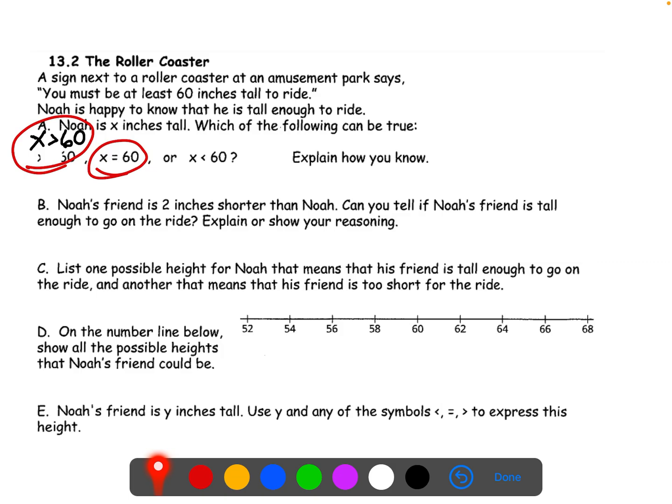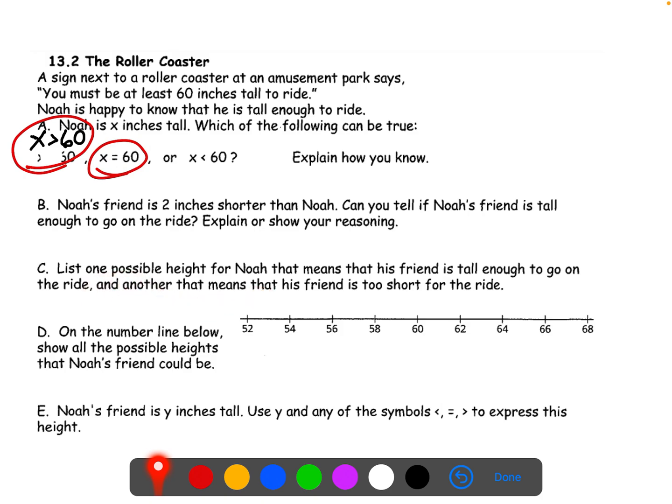If we look at the next part, Noah's friend is 2 inches shorter than Noah. Can you tell if Noah's friend is tall enough to go on the ride? Well, in this case, we can't really tell because if Noah equals 60 inches tall, if he's exactly 60 inches tall and he can ride, that would mean that his friend would be too short. So if we had to answer this, can you tell if Noah's friend is tall enough to go on the ride? No, you can't. In a lot of cases, he would be able to ride. If Noah was 65 inches tall or 70 inches tall, then he'd be fine. But if he was very, very close to 60 inches, then his friend wouldn't be able to.